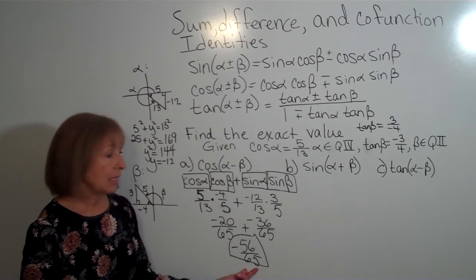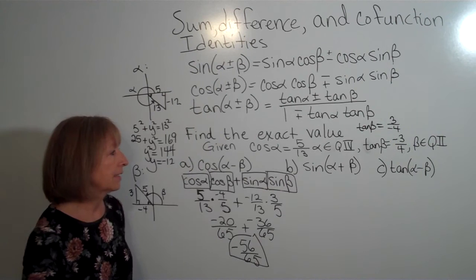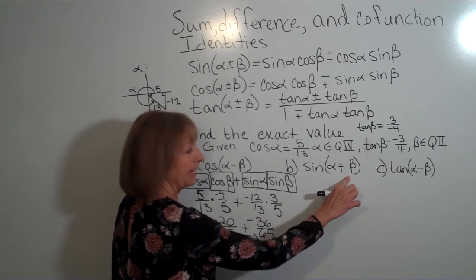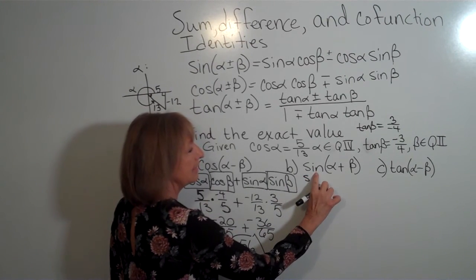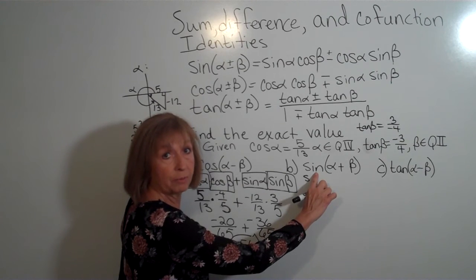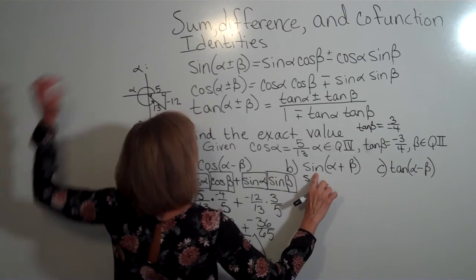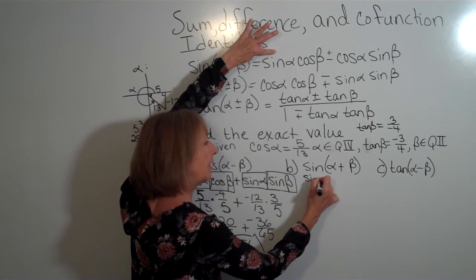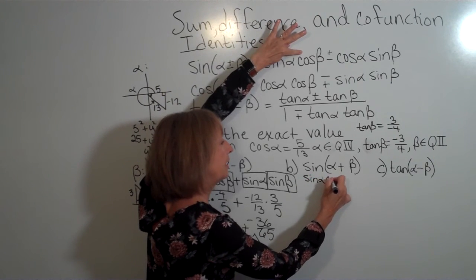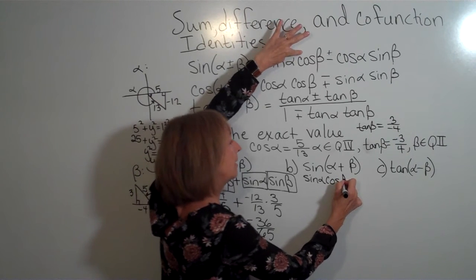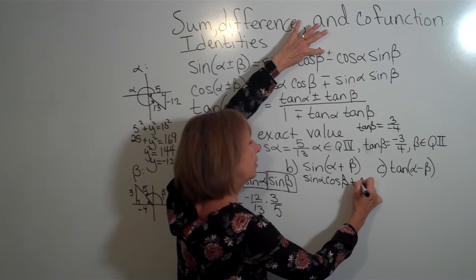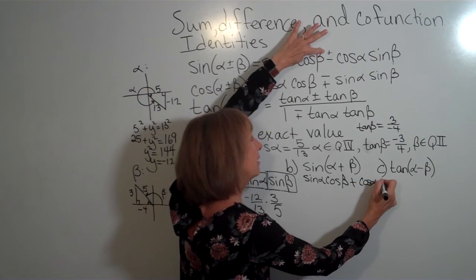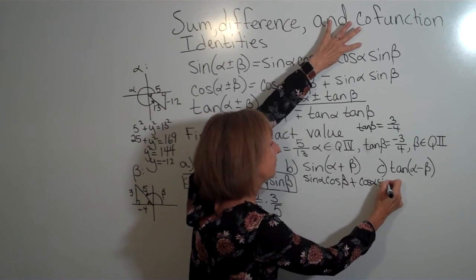Okay, so now let's look at the next one. Sine of alpha plus beta. That's sine, so the plus or minuses match, but the trig functions don't. So plus, following the top path. So that's sine alpha cosine beta, and then plus cosine alpha sine beta.